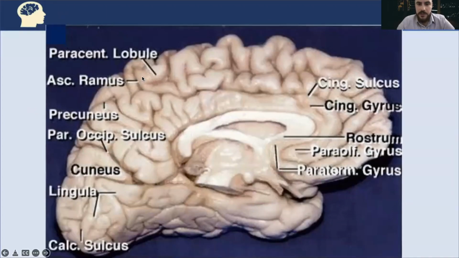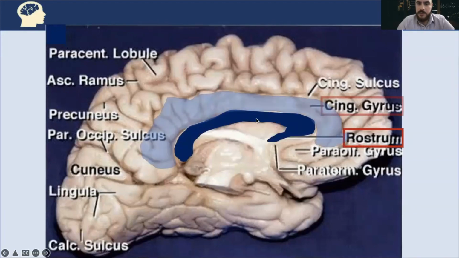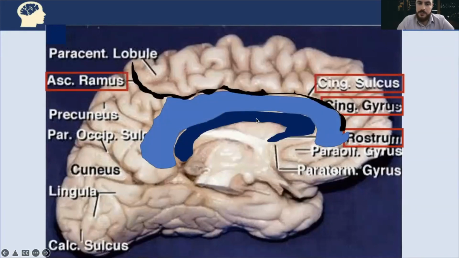Now, this is a cadaveric view. This is the left hemisphere, as we can imagine. We are seeing the corpus callosum. This is the rostral part of the corpus callosum. What's around the corpus callosum is the cingulate gyrus. What's around it, the cingulate sulcus, with its ascending ramus, or called the marginal sulcus.